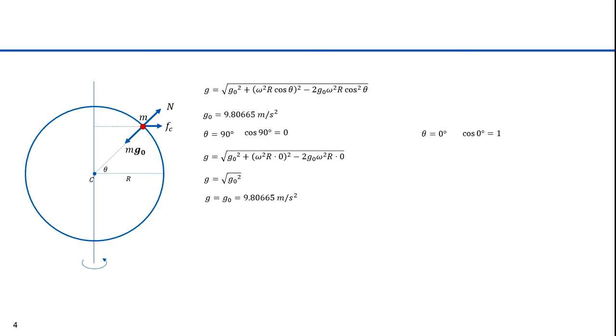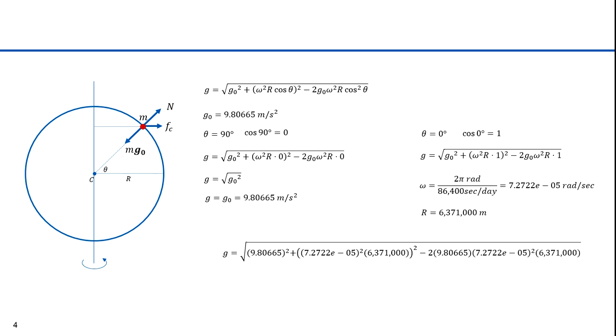Let's go to the other extreme, where theta equals 0. The cosine of 0 degrees is 1. The equation for g simplifies to this. The angular velocity of the Earth is 2 pi radians per day, and there are 86,400 seconds in a day. That equals 7.2722 times 10 to the minus 5th radians per second. The radius of the Earth is 6,371,000 meters.